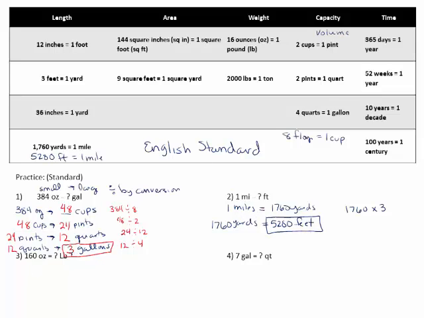Going from ounces to pounds, I've got 160 ounces. Well, I've got a conversion, 16 ounces to 1 pound. So I'm going to do 160 divided by 16, and that gives me 10 pounds. And finally, I'm going from gallons to quarts. This time I'm going from larger to smaller. Oh, I did that in this example too. So 7 gallons. We know that there's 4 quarts in 1 gallon, so I'm going to do 7 times 4, and that will give me 28 quarts.